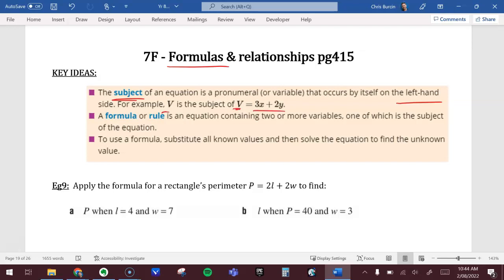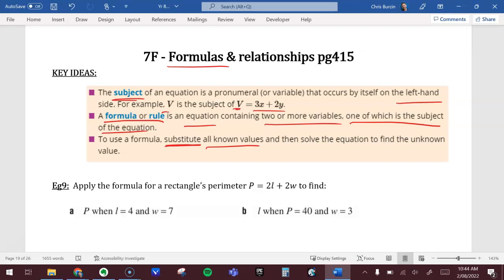Well, the formula or rule, if we're using a formula, is an equation that has two or more variables, one of which is the subject of the equation. We will know something about these variables in order to solve them, so we substitute the known values and then solve the equation.